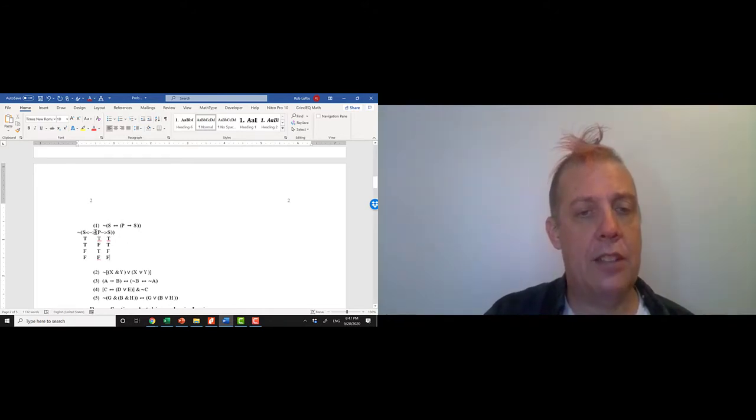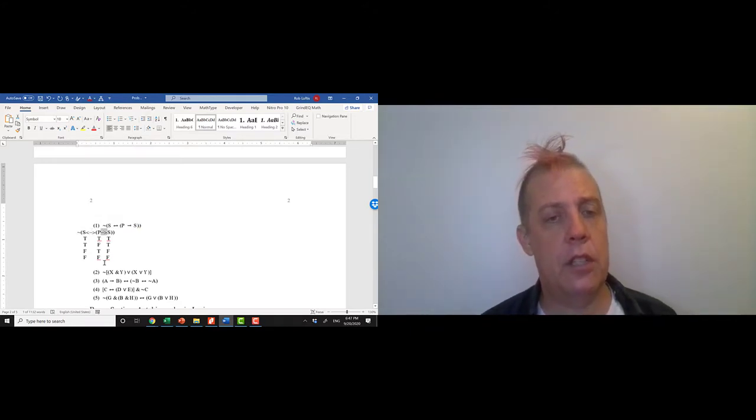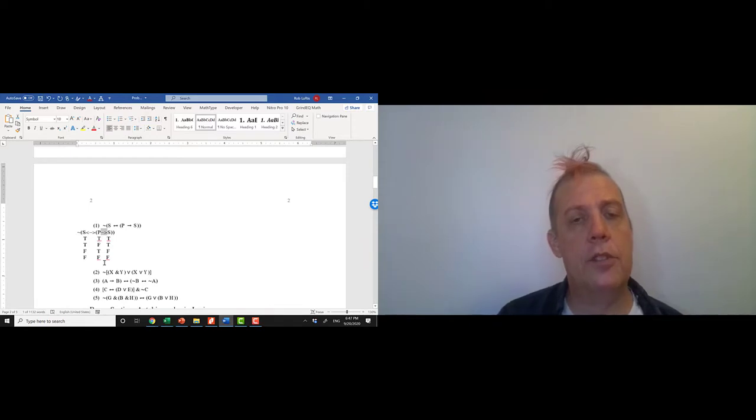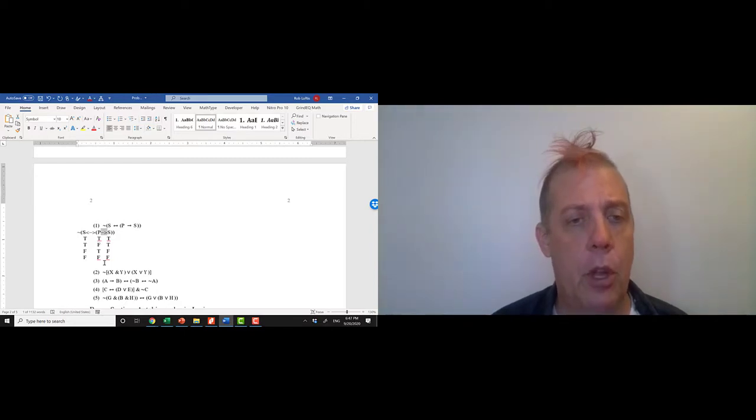Now the next sentence here is P implies S. So the main connective for this sentence is the negation. The secondary connective is the biconditional, and then the connective that is lowest down is the conditional. But notice that although we've got what looks like the regular characteristic truth table for a conditional, the order of the sentences has been reversed.